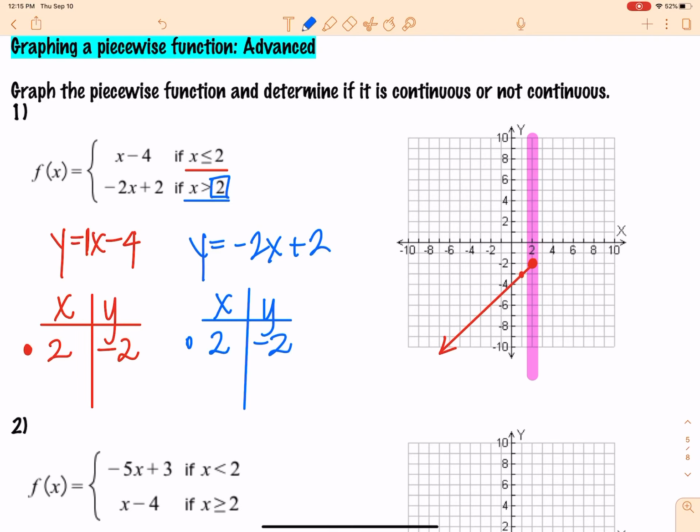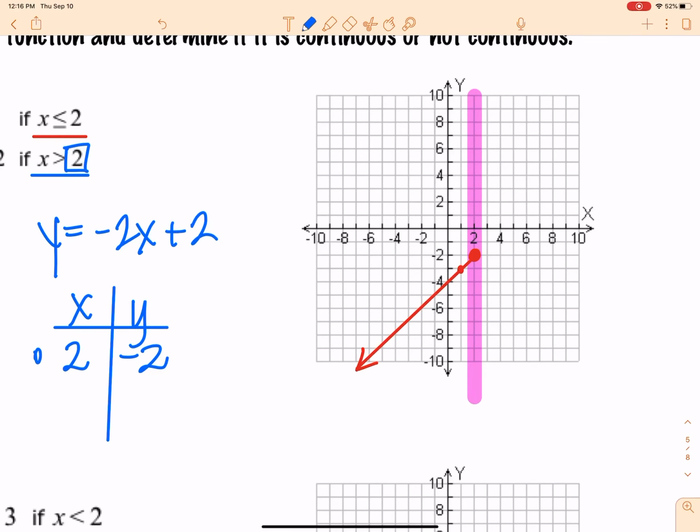So let's plot that point. So 2, negative 2, but an open circle. Oh, wait, that already has a solid circle on it. Obviously, a solid circle takes over an open circle. So that point would already be there, so you don't need to worry about an open circle. It just takes over it. But just for our drawings here, I'm just going to make an open circle around it.